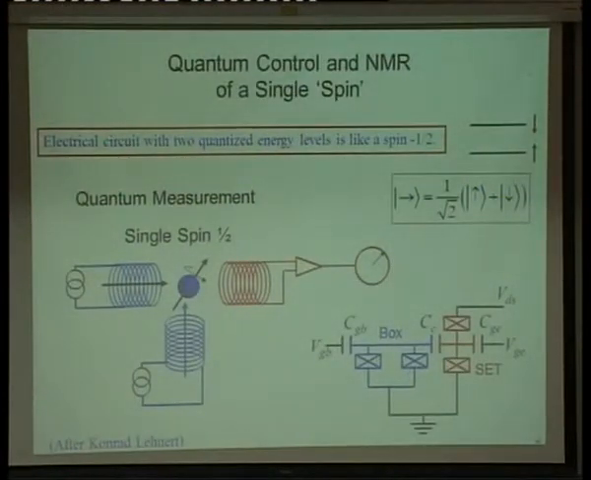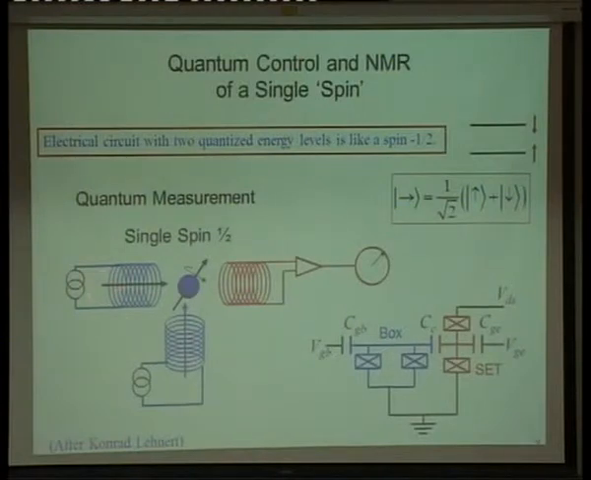So if we're going to make an electrical circuit with quantized energy levels, and we're going to focus on the lowest two, then mathematically that can be described as a spin one-half, with two states, down and up, and superposition states of ground and excited states, with the spin pointing anywhere on the Bloch sphere.